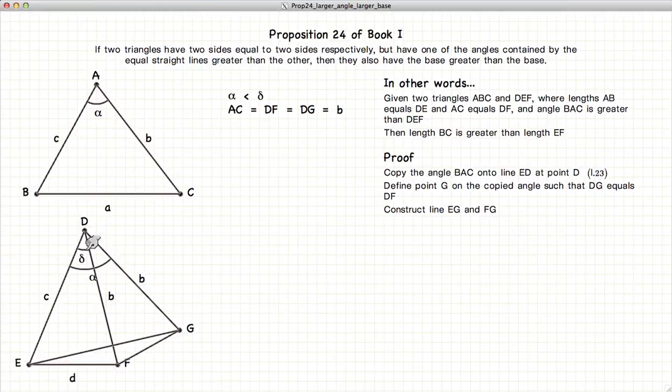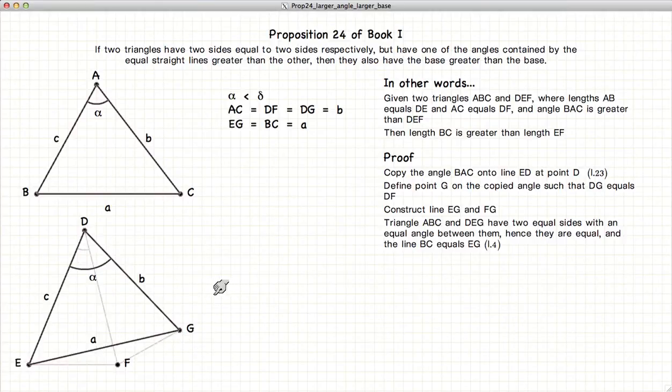Now, if we look at the triangle DEG, we can see that we have side C, angle alpha, and side B. Our original triangle was C, alpha, and B. So we have side, angle, side between two triangles are equal, then both triangles are equal in all respects. In other words, BC is going to equal EG.